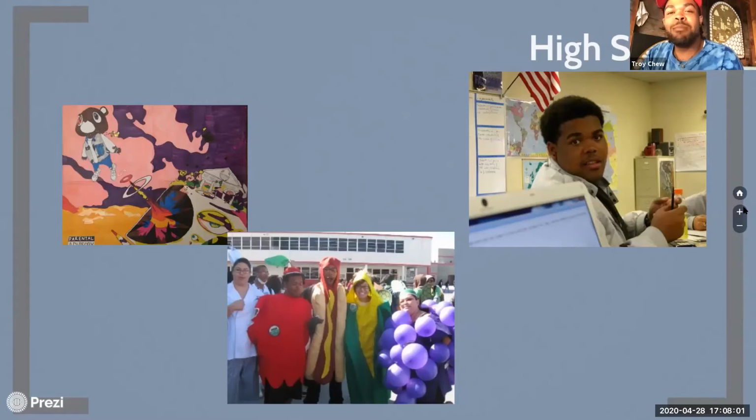Halloween. I'm the apple right there next to the hot dog. But I'm just trying to show I was pretty creative, but didn't have the classes or any way to really figure out what art was. Next slide, please.